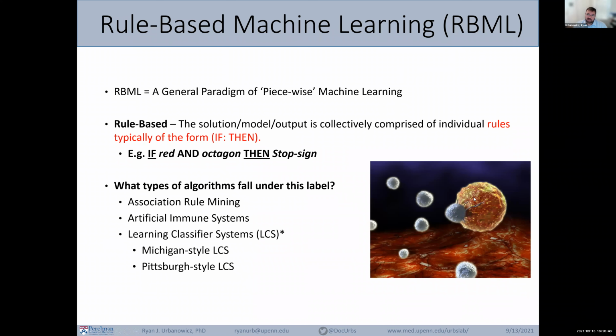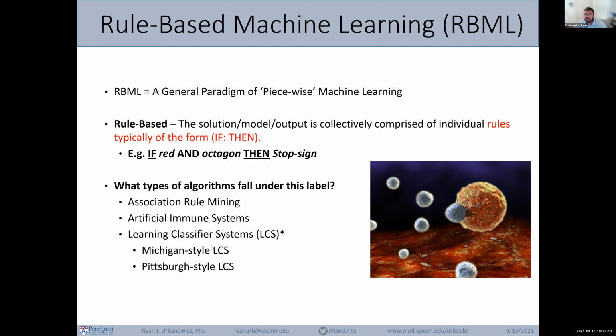There are a lot of methods that could fall under the category of rule-based machine learning, including association rule mining, which is used, for instance, to decide what products are purchased together frequently in a grocery store. Or artificial immune systems is another example, a method often used to detect self from non-self in extreme classification problems. So maybe for detecting emails that are spam or something like that. Or viruses, I should say.